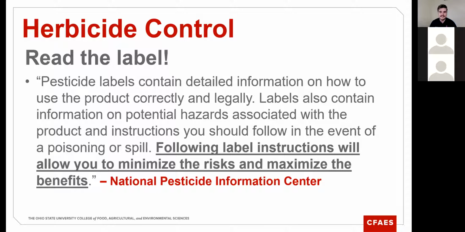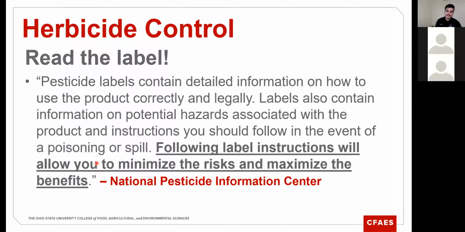I have here some information from the National Pesticide Information Center, basically saying it's how you use it correctly and legally. So if you don't use it in accordance with the label, you're using a herbicide illegally. They contain information on hazards, instructions to follow in case there's a poisoning or a spill. And that last sentence that I have up there, following the label instructions will allow you to minimize risk and maximize your benefits. That could not be said any better.